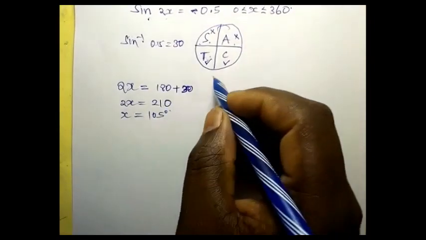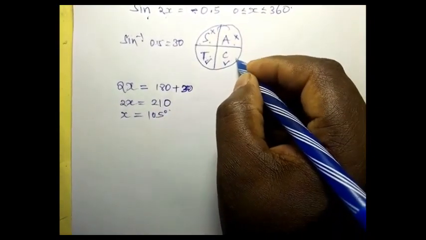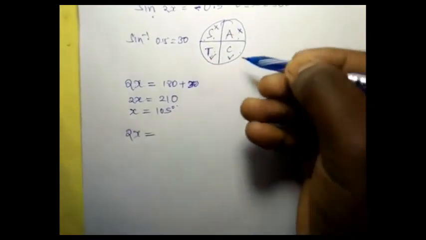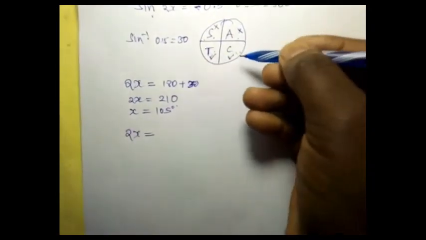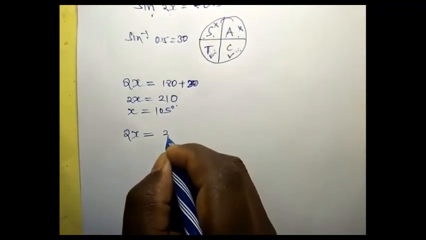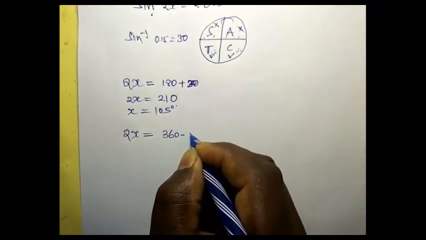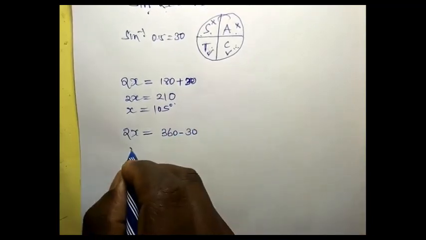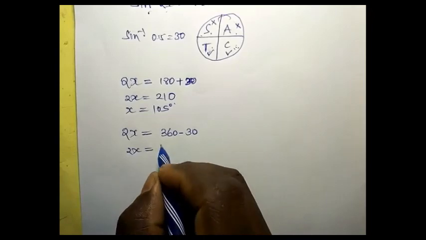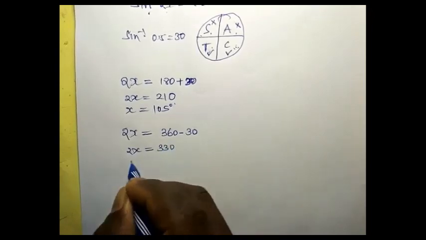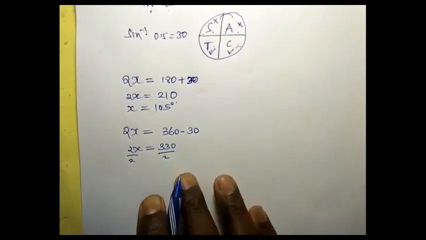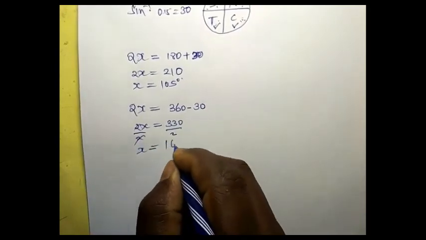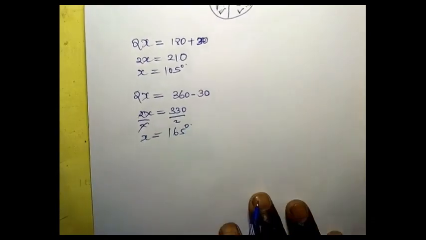Our next angle is found in the fourth quadrant. How do we get the angle in the fourth quadrant? The fourth quadrant is 360 minus theta. Our theta is 30, so we subtract, that is 2x is equal to 330. So we divide by 2 both sides. We get that our x is equal to 165 degrees.